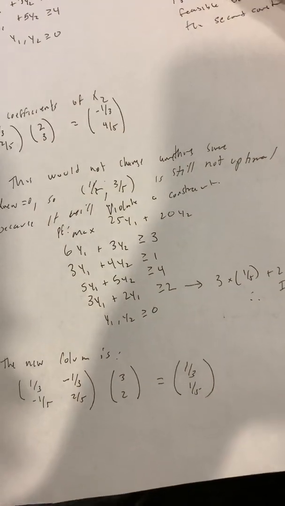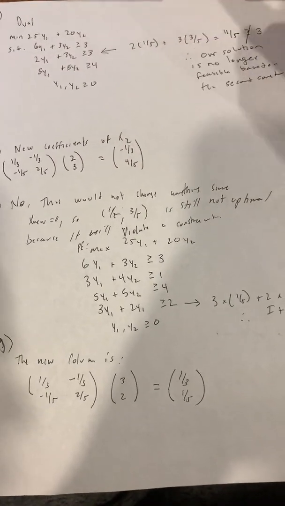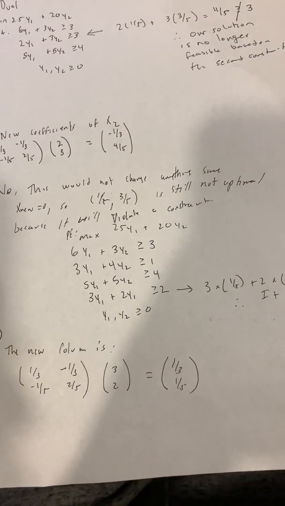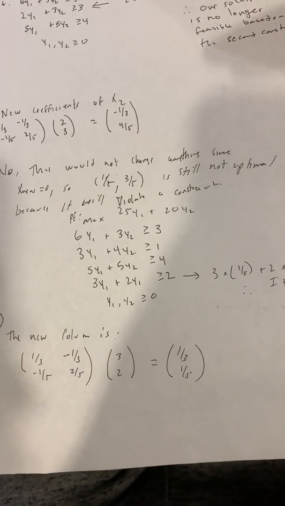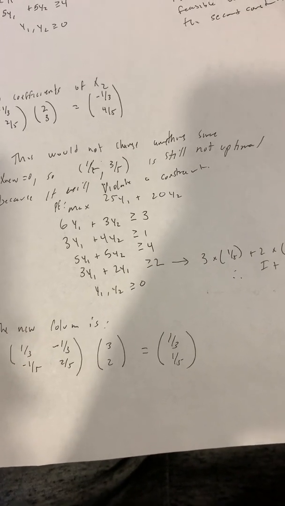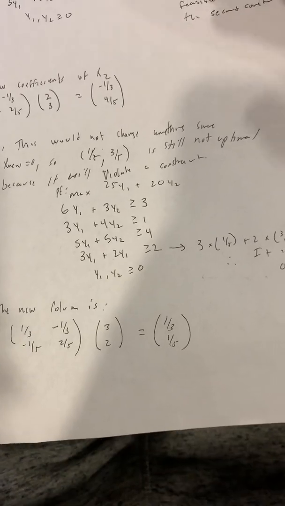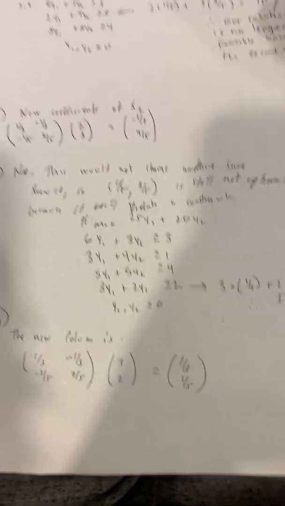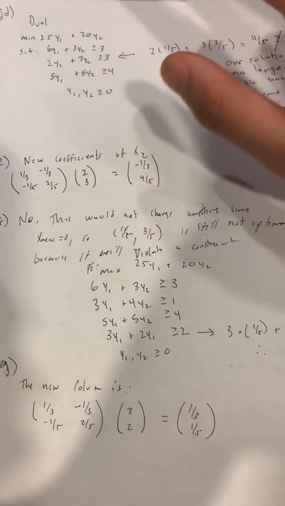So then in part D, we change up the problem a little bit to maximize z equals 3x1 plus 3x2 plus 4x3, subject to constraints 6x1 plus 2x2 plus 5x3 is less than or equal to 25, and 3x1 plus 3x2 plus 5x3 is less than or equal to 20, and all of those variables are greater than or equal to 0. So what we did is we first constructed the dual in a similar way.